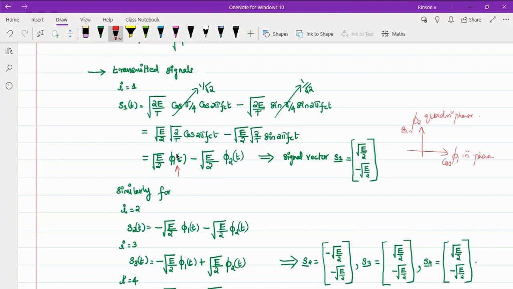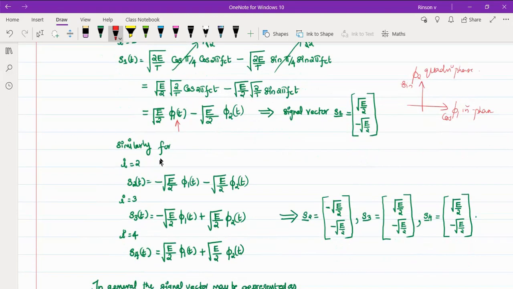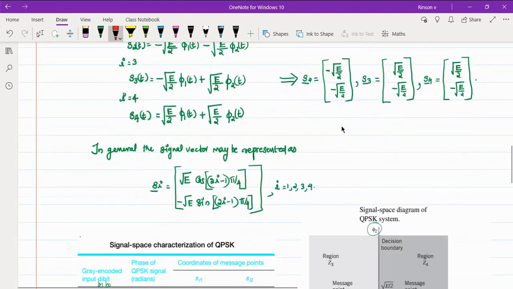Phi 1 is a cosine, this is a sine, both are at 90 degrees. Phi 1 and phi 2 are orthogonal, and this is called the in-phase channel and this is called the quadrature-phase channel. Similarly, you can put I equal to 2, I equal to 3 and I equal to 4 and find these signal vectors. In general, the signal vector will be represented by this, in terms of I.